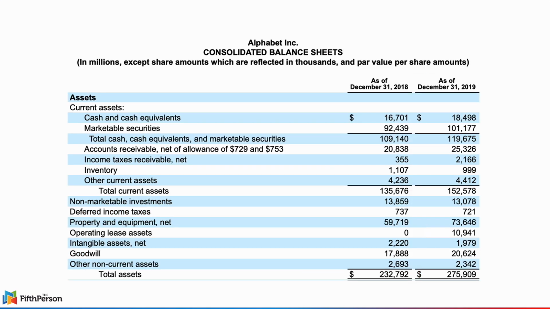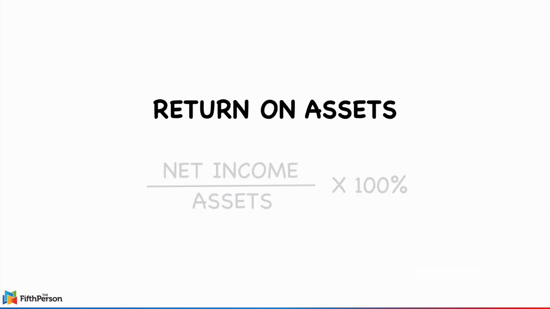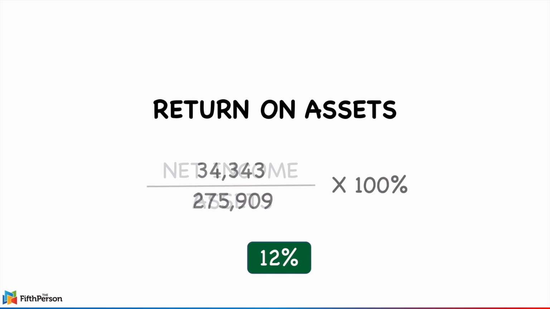The next step is to go into the balance sheet of the company and take the figure for total assets. For Alphabet, the total assets are 275,909 million. To calculate the return on assets, you take the net income, which is 34,343, divided by 275,909 million, multiplied by 100%. The return on assets for Alphabet is basically 12%, which is above the benchmark of 5% that we talked about.